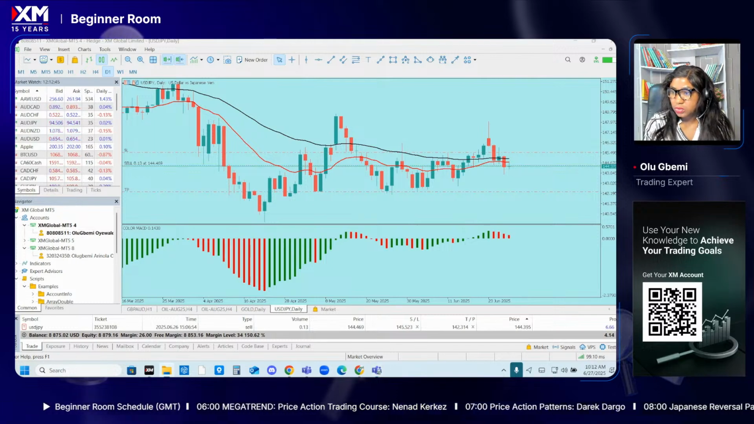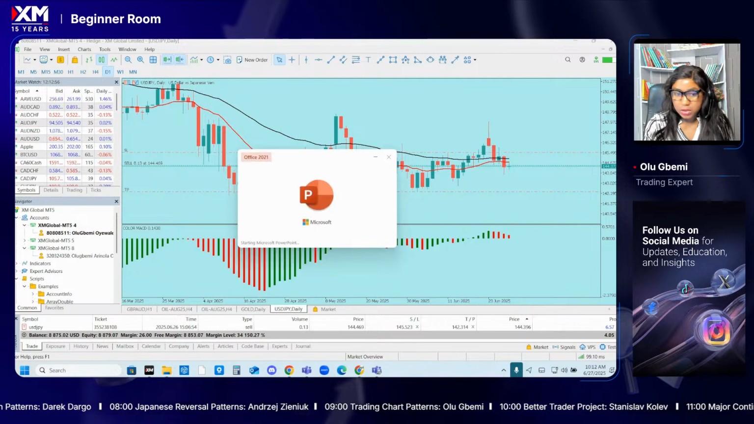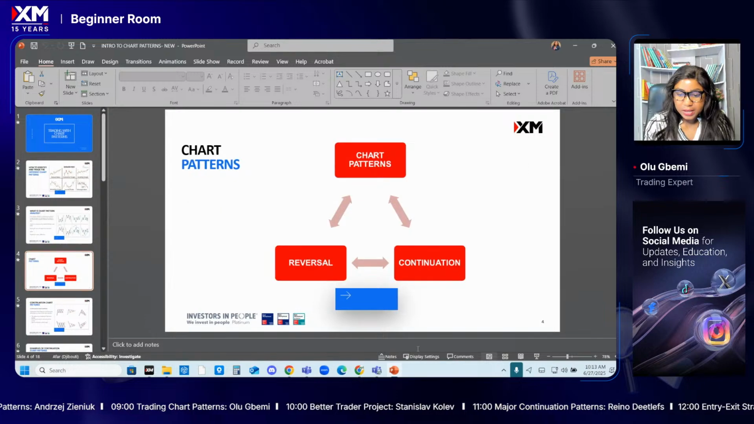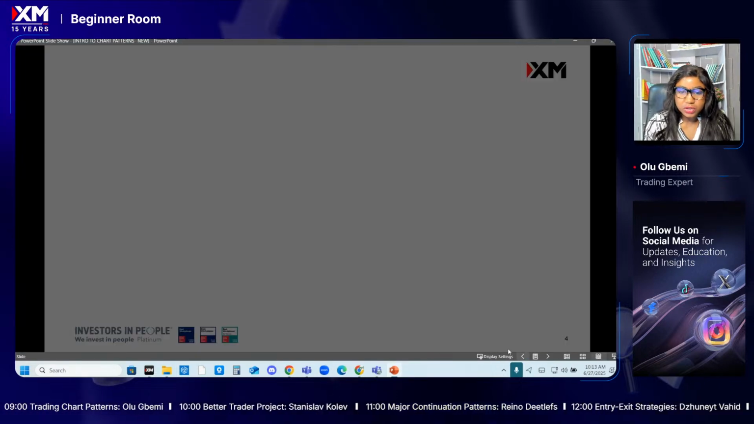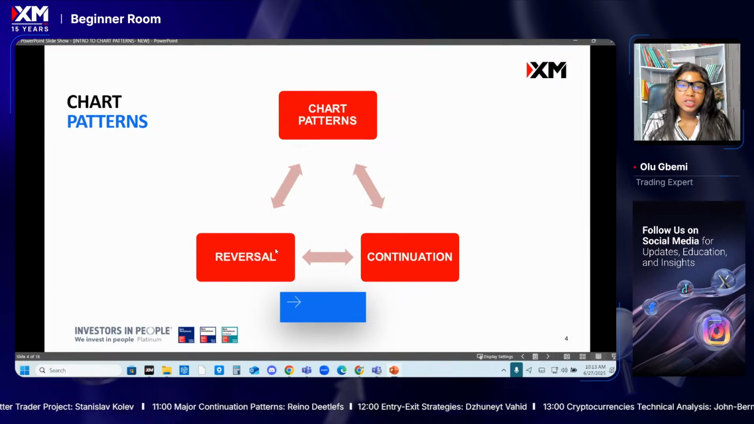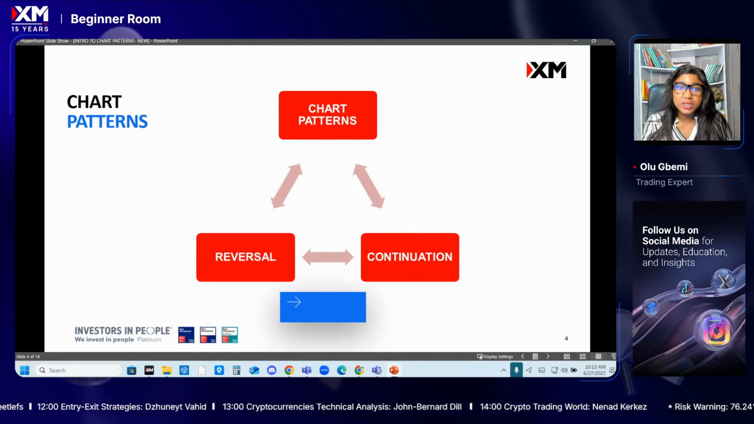So I'm going to open up a slide that I can use to give you an idea of some of these patterns to help understand how to trade them. So let me bring out the slide. Okay, so in chart patterns, we have both continuation and reversal patterns. What does that mean? In a market structure, you have a trending market and a ranging market. And when the market is trending, sometimes it's in an uptrend, sometimes a downtrend.